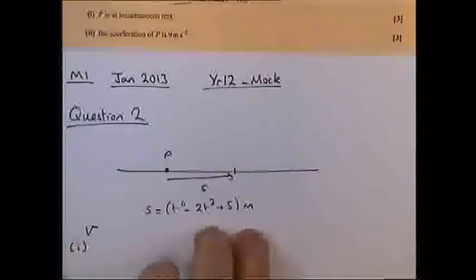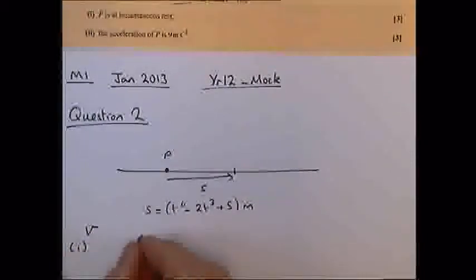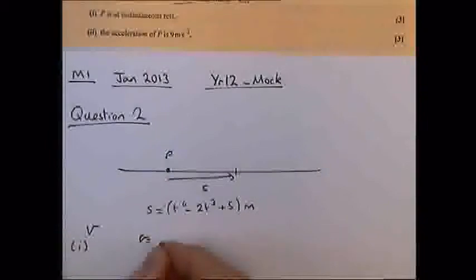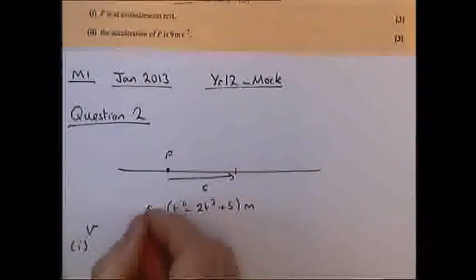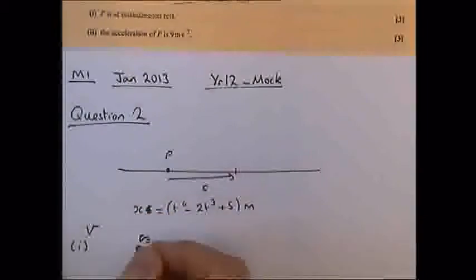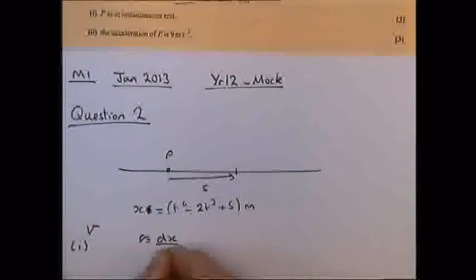Now v is equal to the displacement of P. Now I've called it s there. Quite a few of you prefer to see it written as x, so I'm going to write it as x, but it is s or x, but that's what we probably see more often in class. So that's dx by dt. It's the first differential.